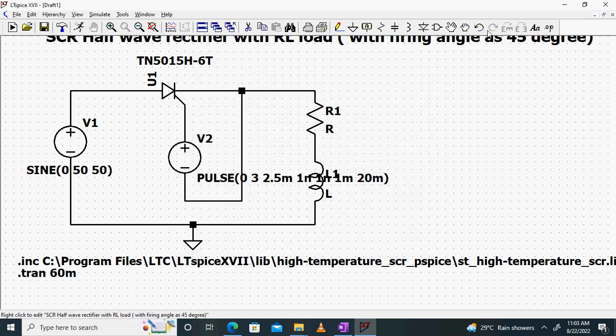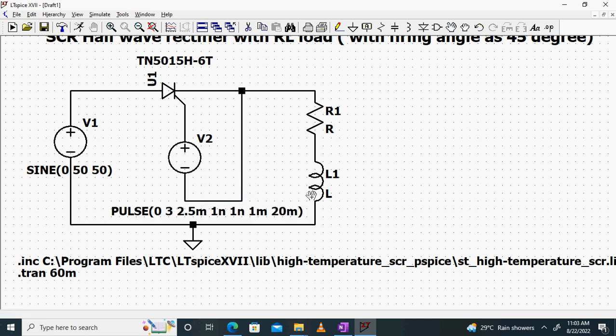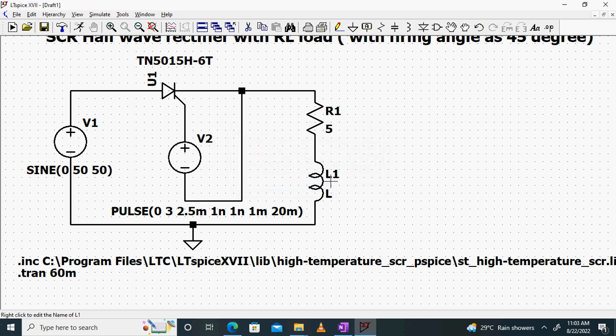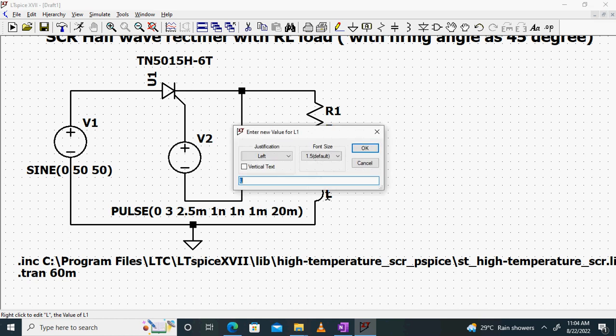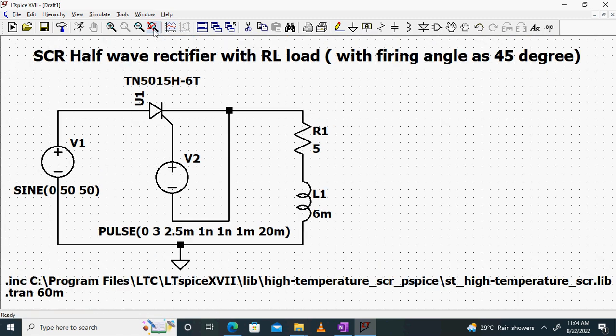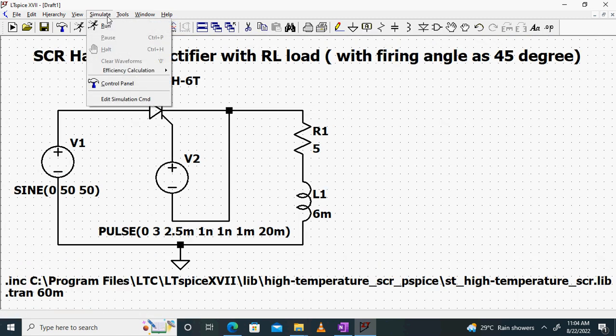I'll click on OK and push this a little down so that it doesn't coincide with the inductance value. Now, the resistance value was given as 5 ohm and the inductance value was around 6 millihenry. So I've given all the values over here. Now we have to start simulating the circuit. So I'll click on simulate.